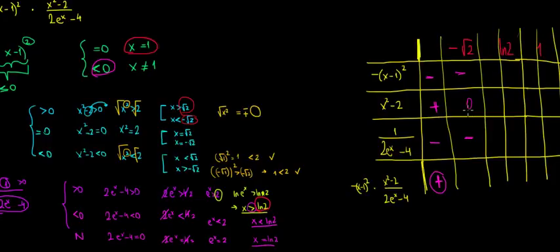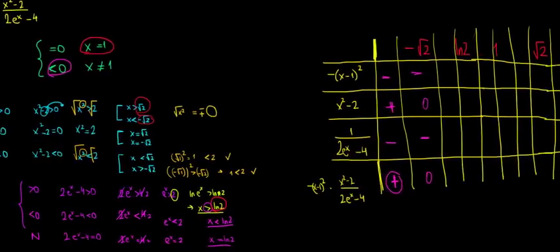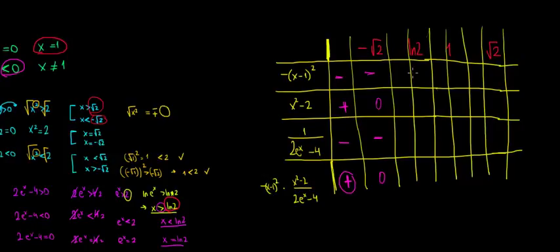So 0 times anything is going to be just 0. Now we go to a value between negative square root of 2 and ln of 2. Well, we can take the value of 0, for instance. 0 is different than 1, so for the first term we have a range that is negative. So we'll have a negative range over here. Now 0 squared minus 2 is just 0 minus 2, which is a negative range again.